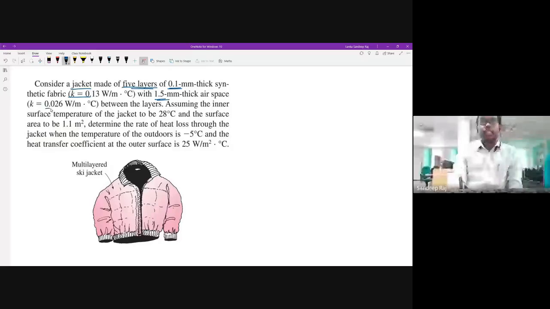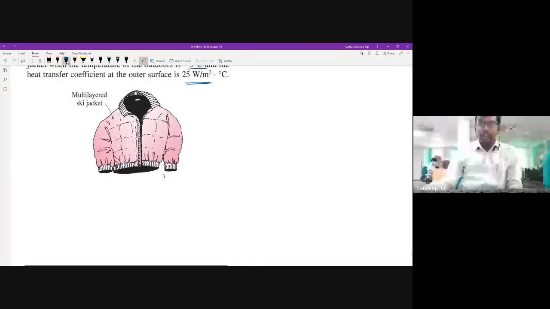The air thermal conductivity is given to you here. Assuming the inner surface temperature is 28 degrees, the surface area to be 1.1 meter square, determine the rate of heat loss through the jacket when the temperature of the outdoors is minus 5 degrees centigrade and the heat transfer coefficient on the outside surface is 25 watt per meter square Kelvin. So that's the question given to you.